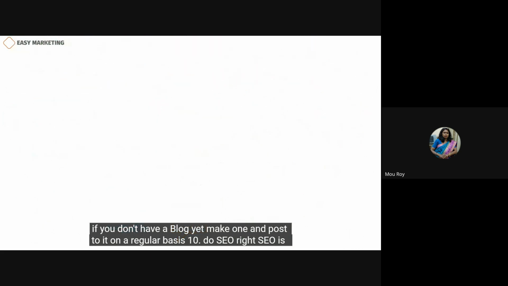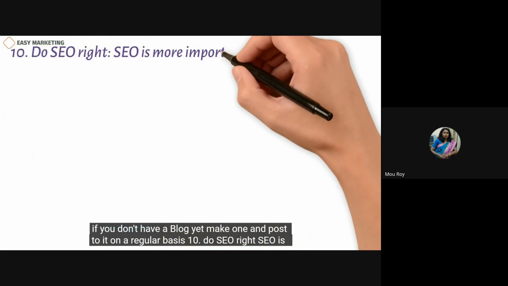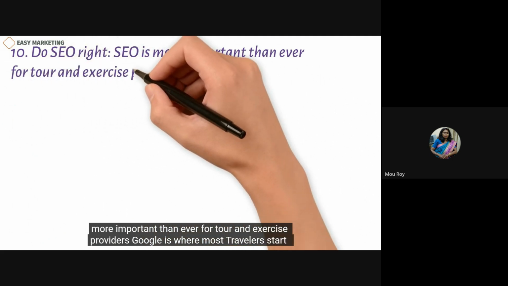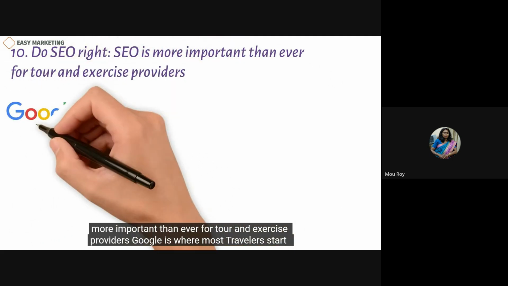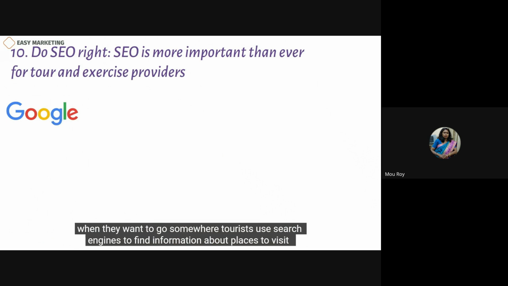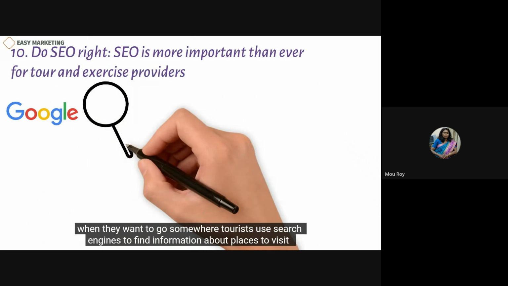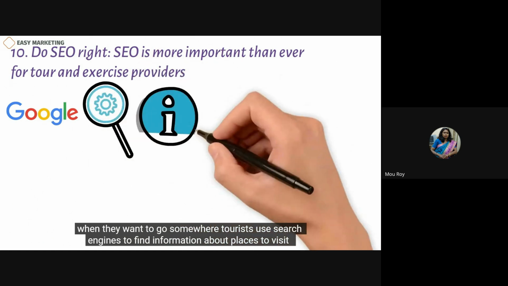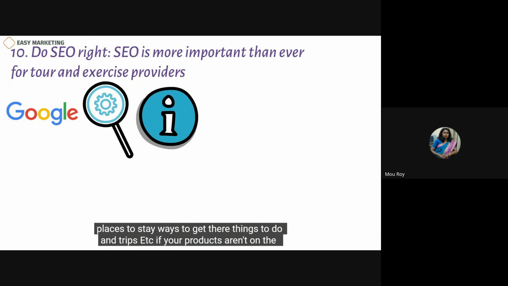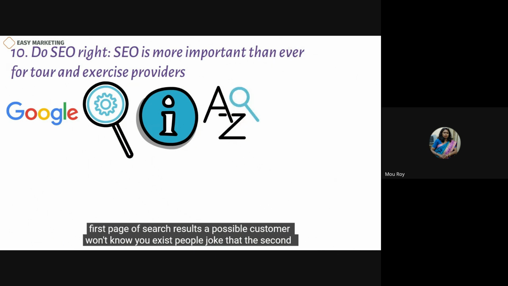10. Do SEO right. SEO is more important than ever for tour and exercise providers. Google is where most travelers start when they want to go somewhere. Tourists use search engines to find information about places to visit, places to stay, ways to get there, things to do and trips, etc. If your products aren't on the first page of search results, a possible customer won't know you exist. People joke that the second page of Google search results is the best place to hide dead bodies because no one ever goes there.